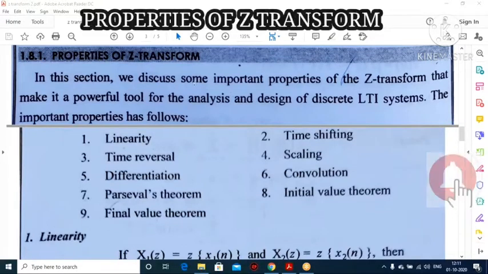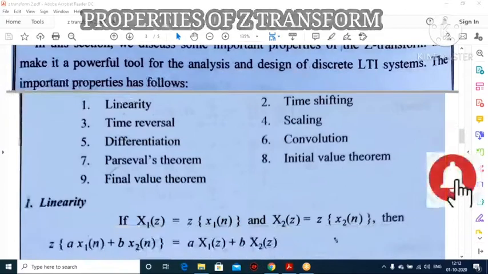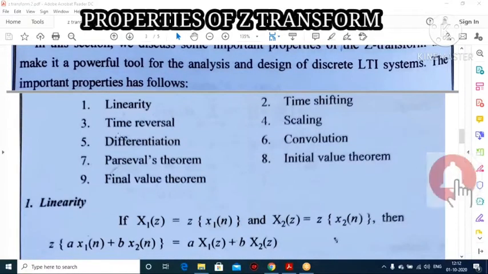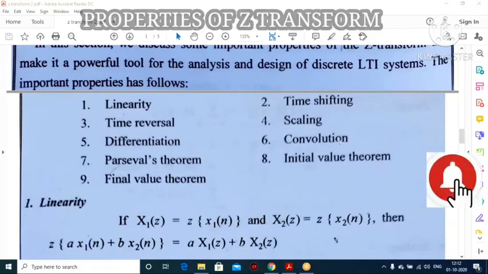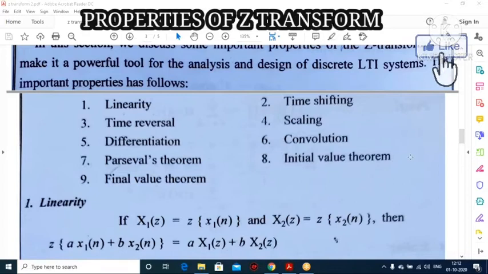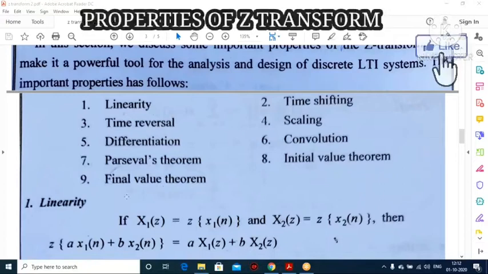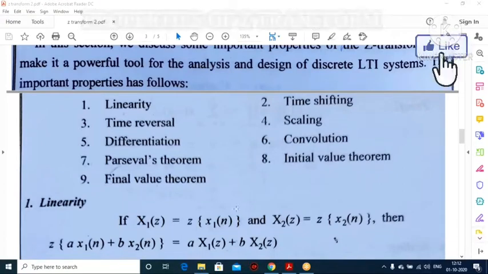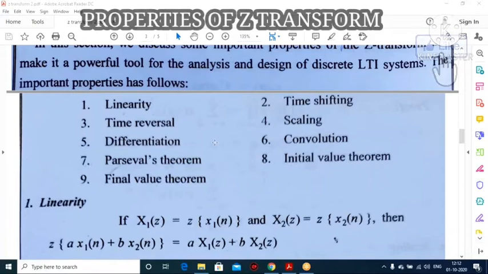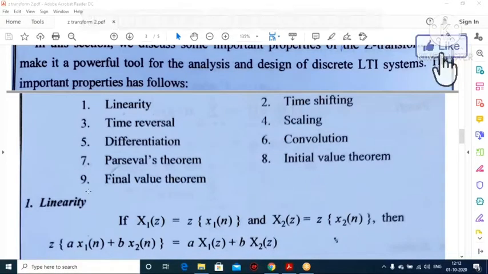The important properties are: the first is the linearity property, then time shifting property, time reversal property, scaling property, differentiation property, convolution property, Maxwell's theorem, initial value theorem, final value theorem. Among the several properties, I will pick only the important ones. So first, the linearity property.